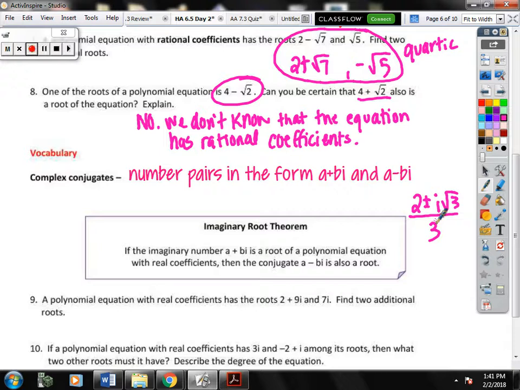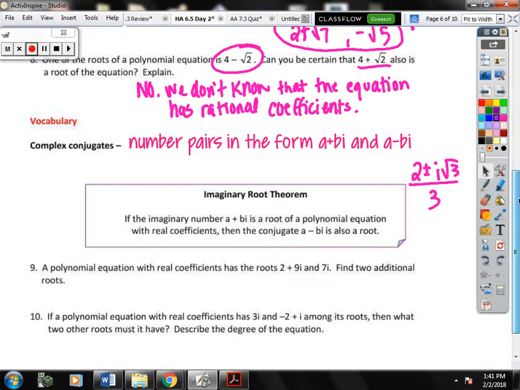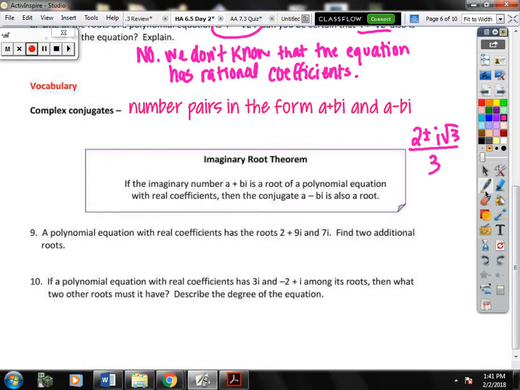So the imaginary root theorem says if an imaginary number, a plus bi, is a root of a polynomial equation, this time it says they have to be real coefficients, which means they could be rational or irrational. They could be square roots, or they could be numbers. Then the conjugate a minus bi is also a root.